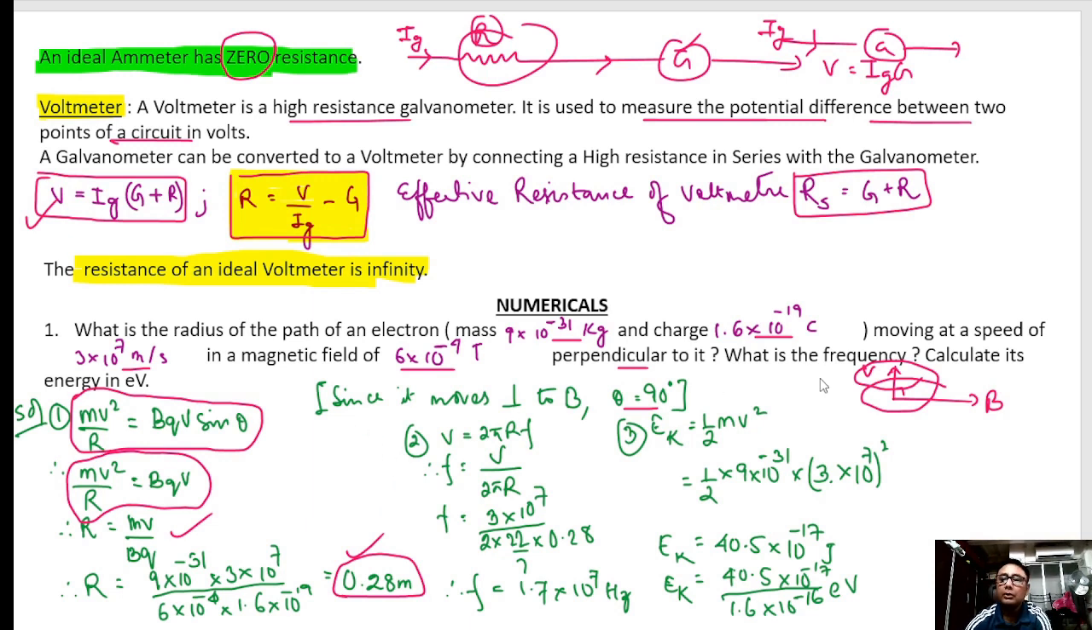Now they are telling frequency. Now it is covering 2 pi r with a speed of this. Okay. So we know frequency equal to V by 2 pi r. So we find out the frequency, this is the frequency. Kinetic energy is half mv square. Putting the value of m and v, we calculate the kinetic energy of the electron.